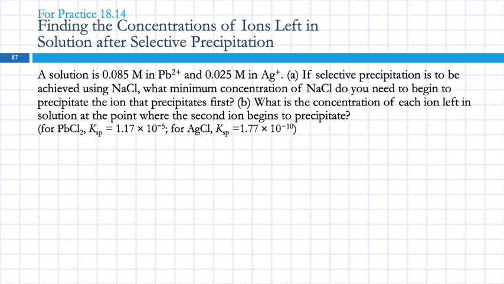Okay, finding the concentrations of ions left in solution after selective ion precipitation. The solution is 0.085 molar in lead 2, 0.025 molar in silver. If selective precipitation is to be achieved using sodium chloride, what minimum concentration of sodium chloride do you need to begin to precipitate the ion that precipitates first? And then the second question, what is the concentration of each ion left in the solution at the point where the second ion begins to precipitate?